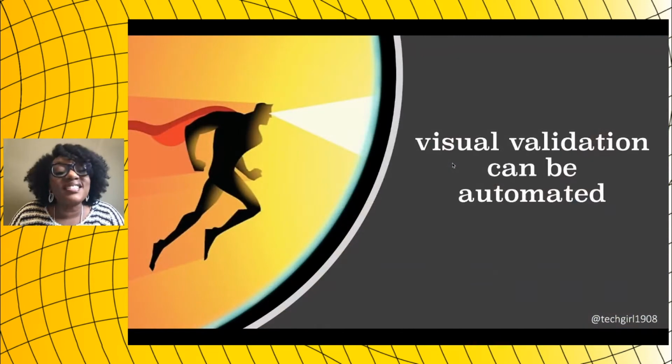Fortunately, we don't have to live like this, people. The visual validation can be automated as well. So what is visual validation? It's where you take a screenshot of your application in the state that you like it in. And then for every regression run, another screenshot is taken and it compares those 2 images. If there are any differences, it lets you know.